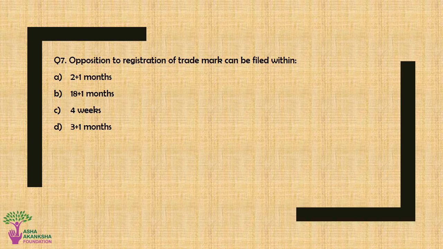Question number 7. Opposition to registration of trademark can be filed within option A. 2 plus 1 months. Option B. 18 plus 1 months. Option C. 4 weeks. Or option D. 3 plus 1 months. The correct answer for this question is option D.